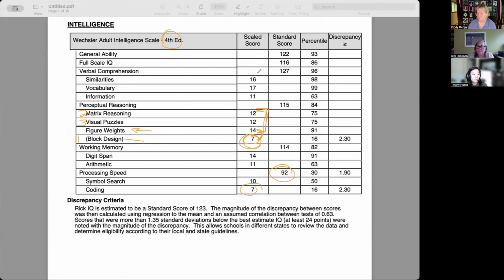But the other one that stands out is here with the information subtest. Okay, Tiffany, the information subtest is your factual knowledge of what's going on in the world. So they ask questions around major figures in history, geography, scientific principles, those kinds of things.